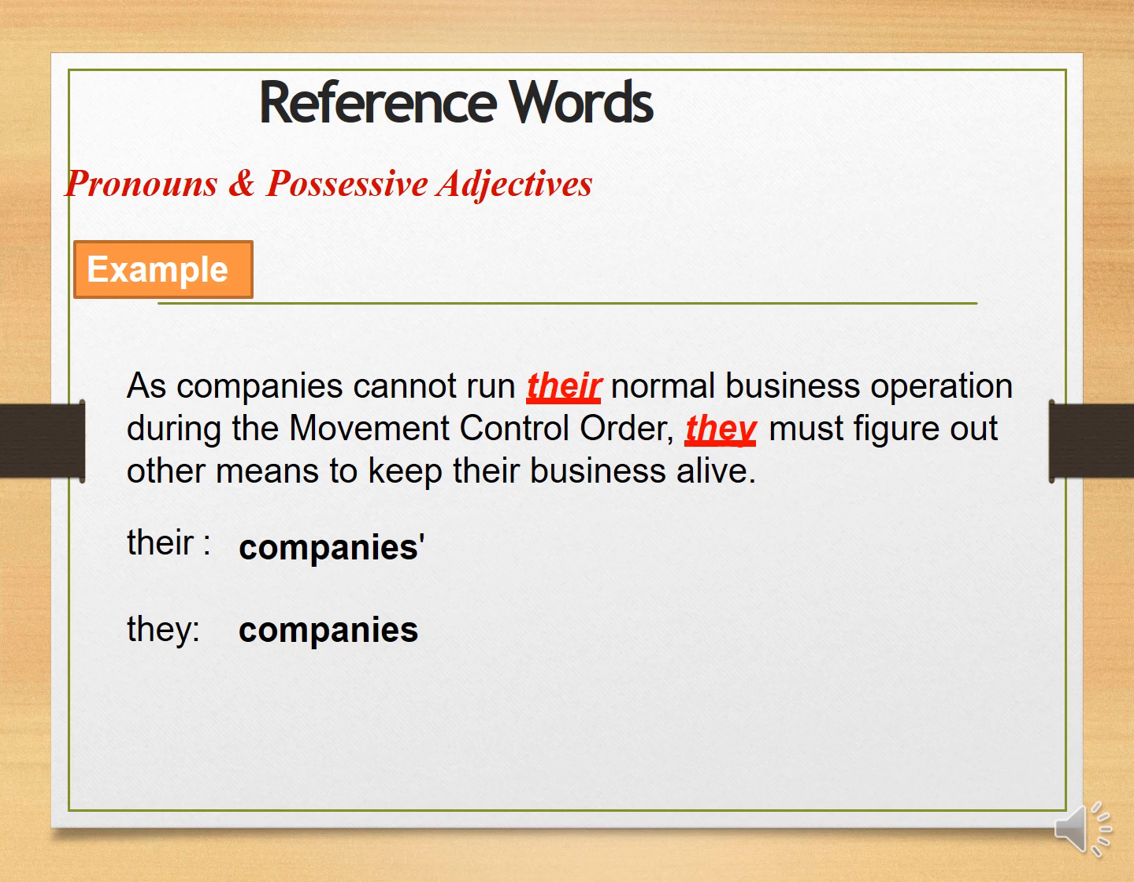As companies cannot run their normal business operation during the movement control order, they must figure out other means to keep their business alive. Okay, their normal business operation. Whose normal business operation? This normal business operation must belong to something, and that something is in plural. So companies' normal business operation. So companies, apostrophe. Okay, they must figure out other means to keep their business alive. So who must figure out other means to keep their business alive? The answer is companies.